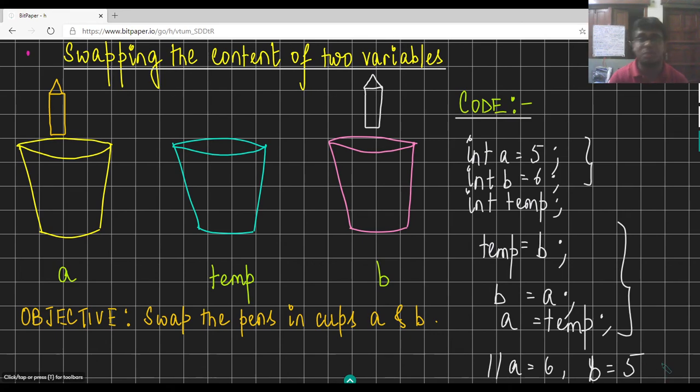I hope you have understood this example, understood how to swap the content of two variables. This is pretty easy if you keep the idea of 3 glasses and 2 pens in your mind.